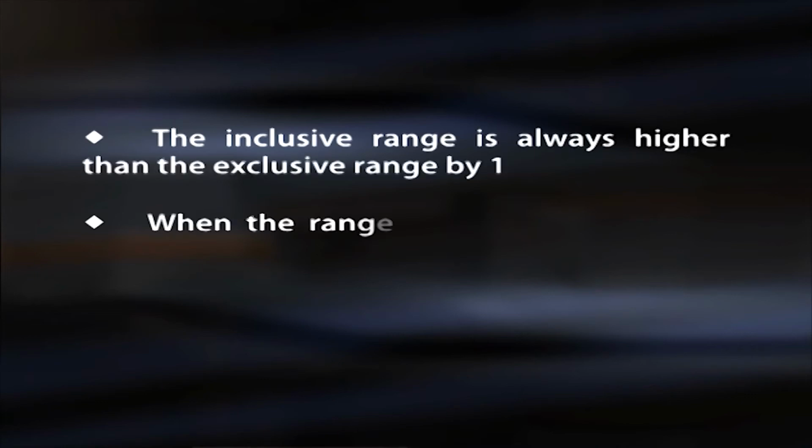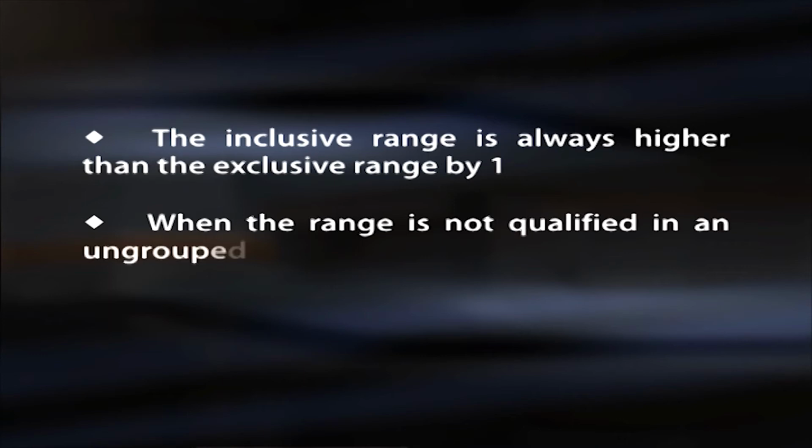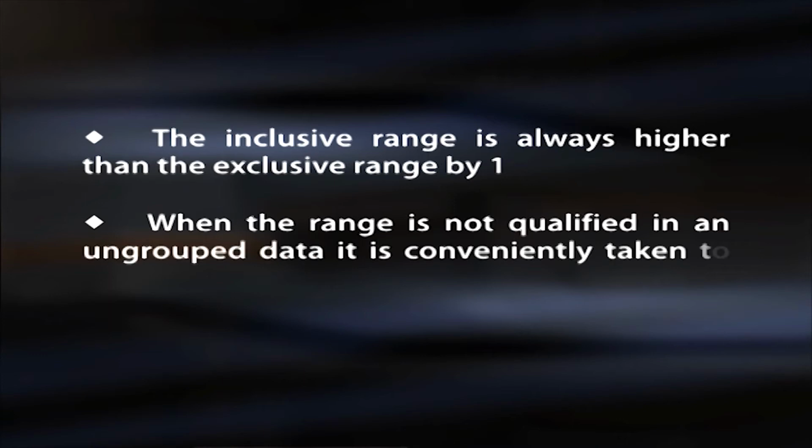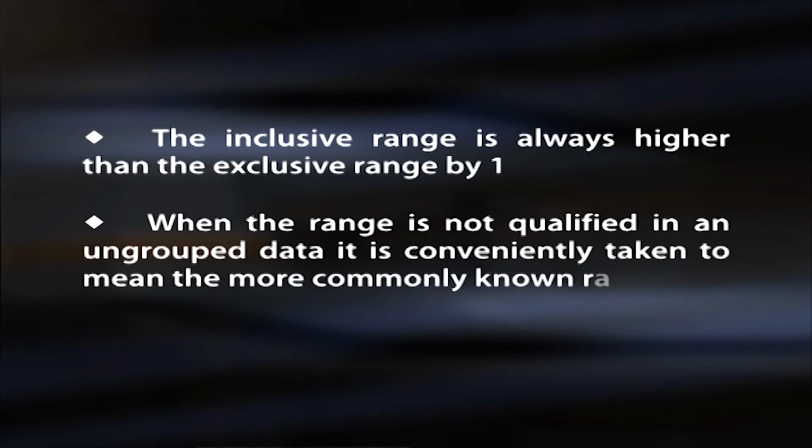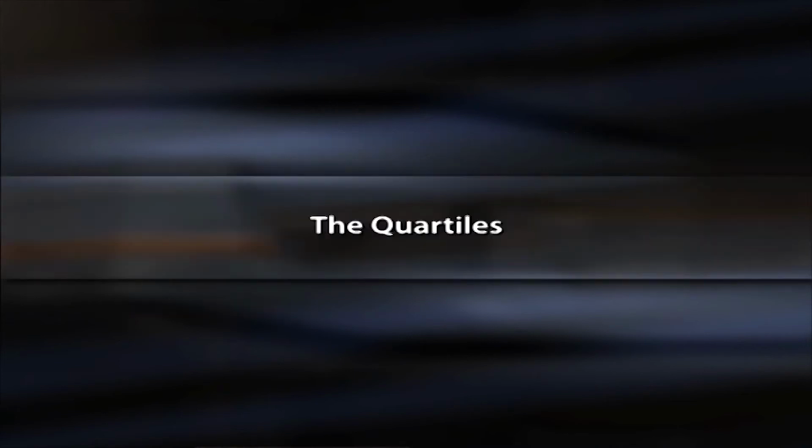Note that the inclusive range is always higher than the exclusive range by 1. When the range is not qualified in an ungrouped data, it is conveniently taken to mean the more commonly known range, the exclusive range. Now, let us discuss the quartiles.